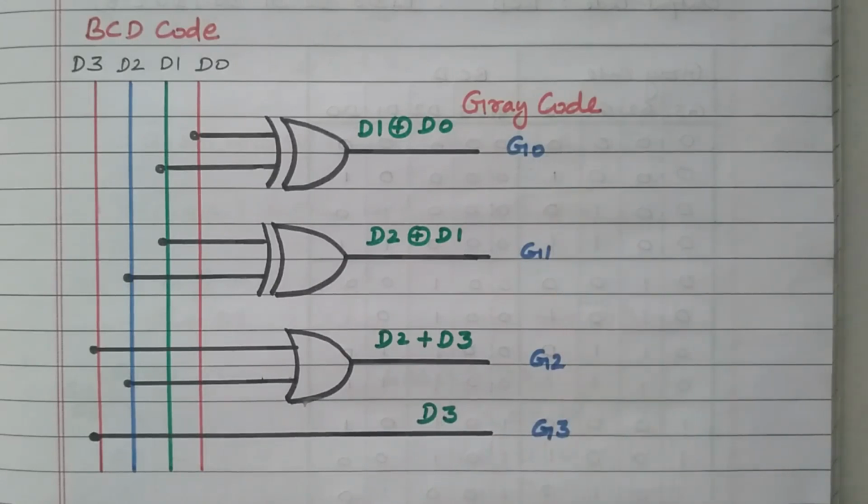So in this video, we discussed how to convert BCD code into gray code. What is the logic we are using? From that, we develop the truth table. From the truth table, using K map, the simplified Boolean expression is obtained. That Boolean expression is implemented with the logic gates.